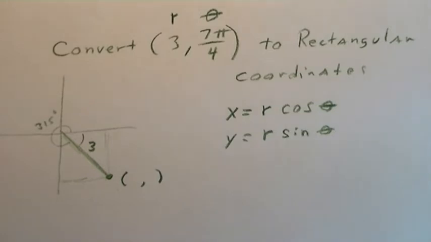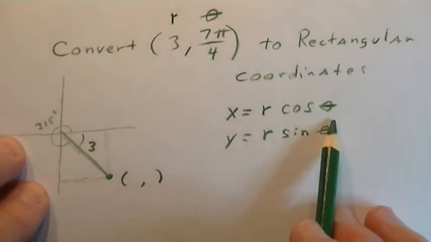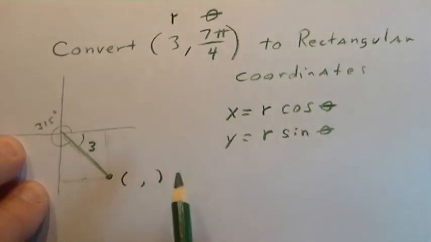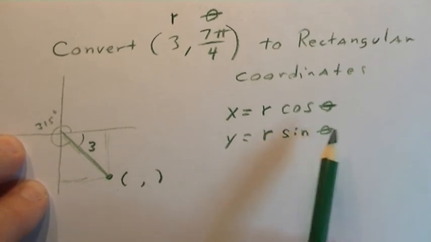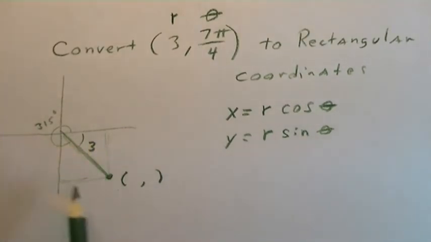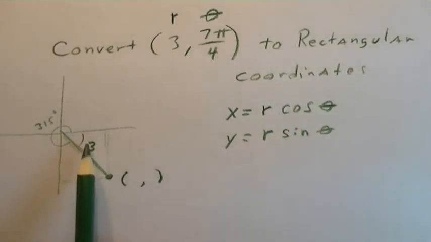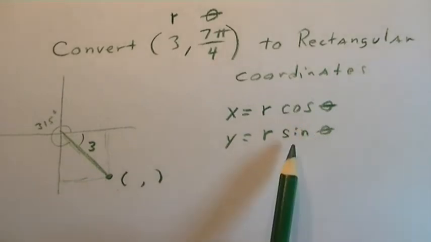Okay, so here we have the cosine of this angle, which is 7 pi over 4. We can work that out. It's going to be the square root of 2 over 2 because that's essentially a 45-degree angle, and it's going to be positive for the cosine, right? Because the cosine is going to be this positive number over 3, right? And then the sine of this angle is going to be negative square root of 2 over 2.